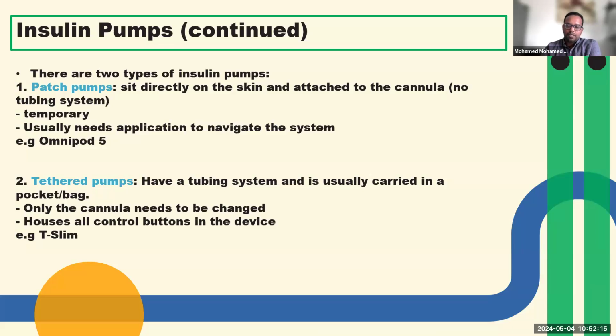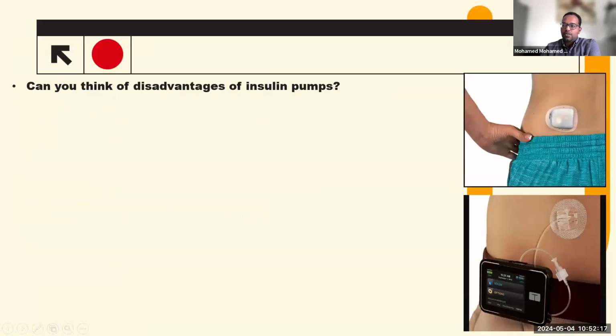So let me just show you some pictures to understand. The one on top here is a patch pump. It sits on the skin. The cannula and delivery system is attached to the pump, and it's all attached to the pump. This is the Omnipod 5 pump. It all goes out and it's replaced every 3 days. This is called a patch pump.